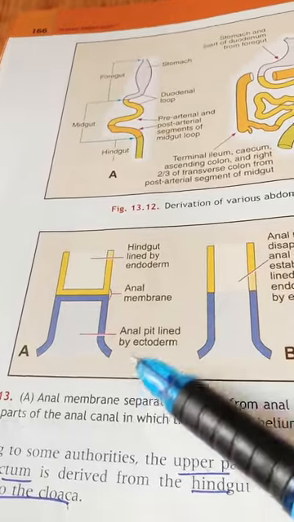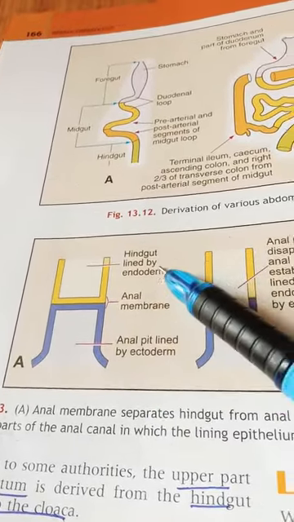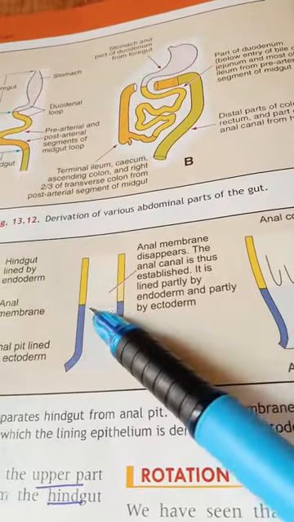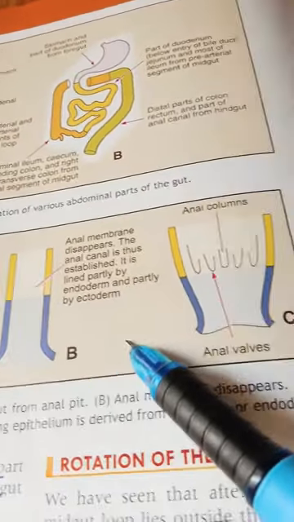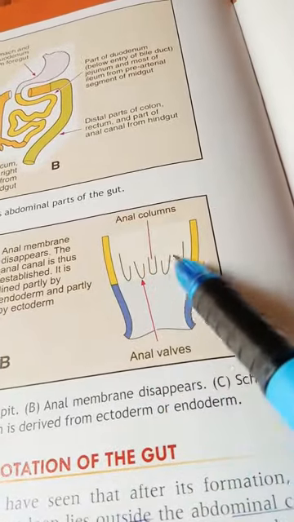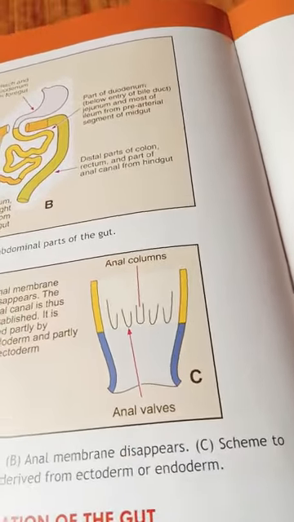So you can say the anal membrane, anal pit lined by ectoderm, and hindgut lined by endoderm. So this is the anal membrane which disappears. The anal canal is thus established. So it is lined partly by endoderm and partly by ectoderm. So these are the anal valves, and anal columns are between these two structures.